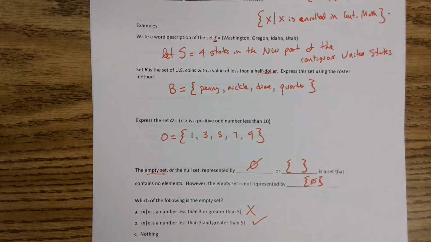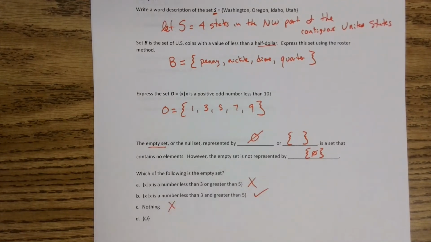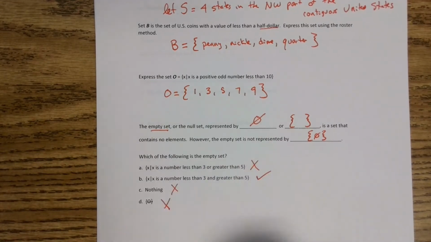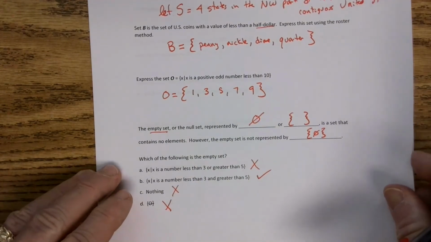This one is empty. The word nothing, is that the empty set? Nope, it's the word nothing. It's not even a set. There's no squigglies, there's no definition, there's no roster method. There's nothing there. And then this one is not empty, right? There's something inside it. It's a weird looking symbol because it didn't transfer right, but that's not empty as well. So, kind of fun figuring out what's empty and what's not.